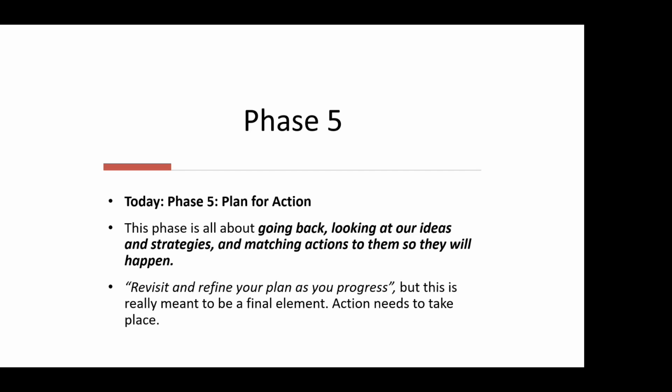So let's get started. Phase 5 is planning for action. This is all about going back and looking at our ideas and strategies and matching actions to them so that they will happen. So we want them to happen. As I mentioned before, revisit and refine your plan as you progress.